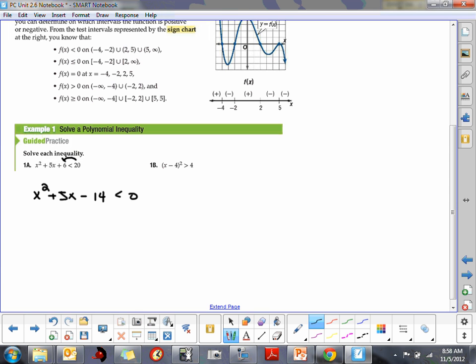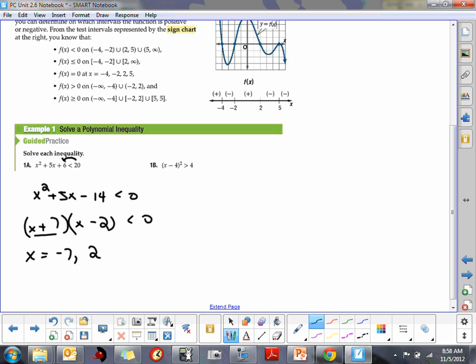We can use strategies of either factoring or the quadratic formula. This one does factor fairly easily. So it factors into x times x. Signs have to be positive and negative. Factors of 14 that are 5 apart are 7 and 2. Which leads us to the fact that our related zeros, if these are our factors, are a negative 7 and a positive 2.